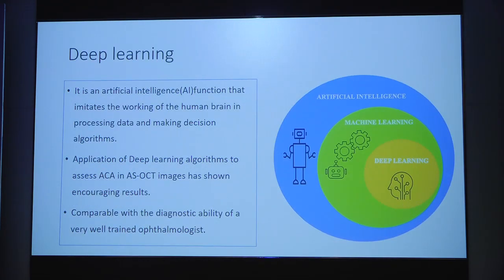At the end, let's look at what deep learning is. Deep learning is an artificial intelligence function that imitates the working of a human brain in processing data and making decision algorithms. Application of deep learning to assess the anterior chamber angle in ASOCT images has already been shown with encouraging results, and it is comparable with the diagnostic ability of a very well-trained ophthalmologist, and probably this is the future.